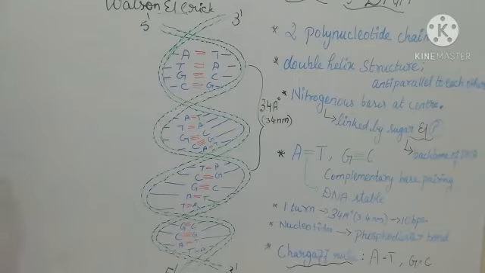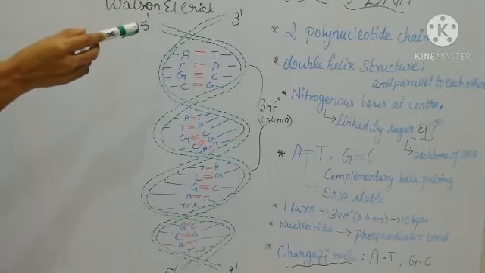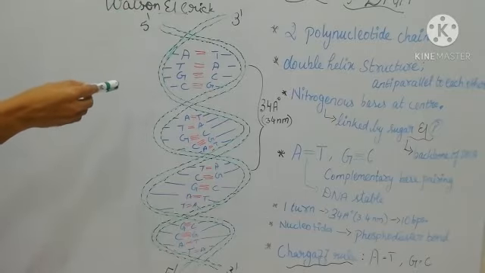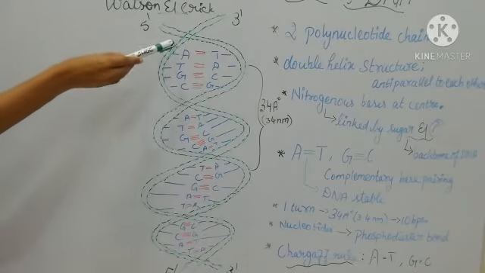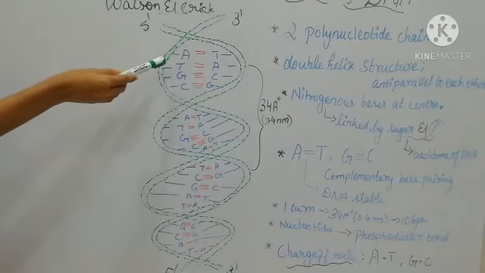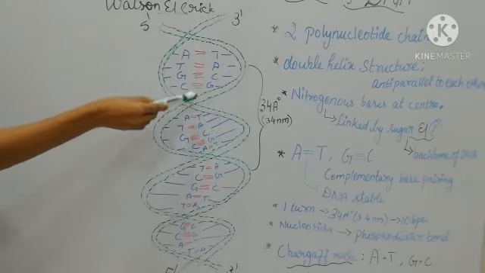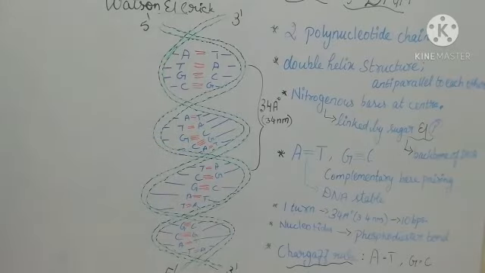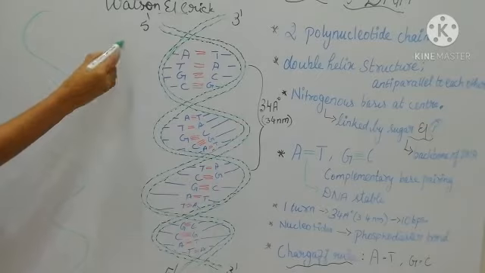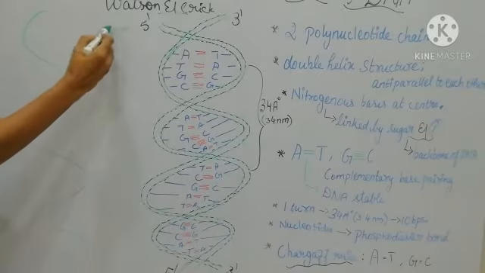Next we can see what Watson and Crick say about the DNA, how they described this DNA. They said the DNA molecule consists of two polynucleotide chains. So just for your understanding, I am making this picture. You can see this picture. You can use this picture for your exams, and you can take this picture for your understanding.